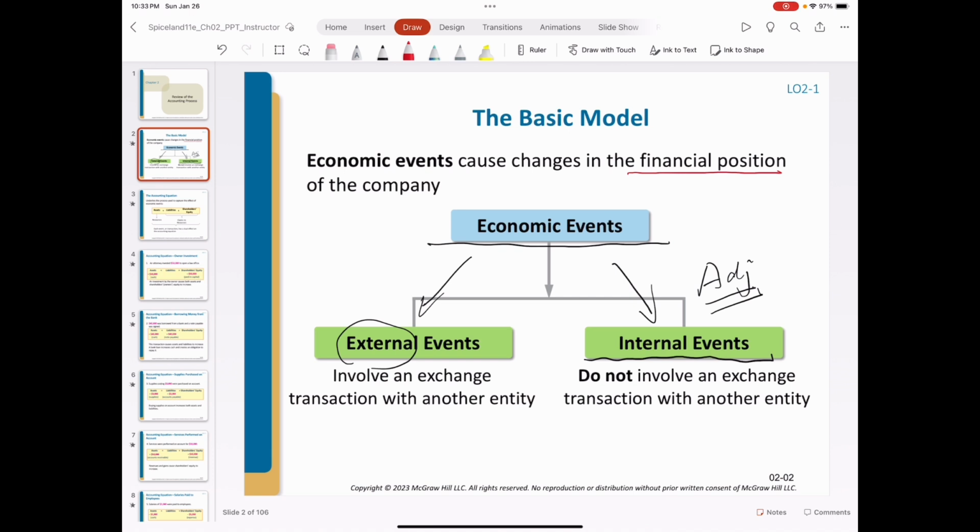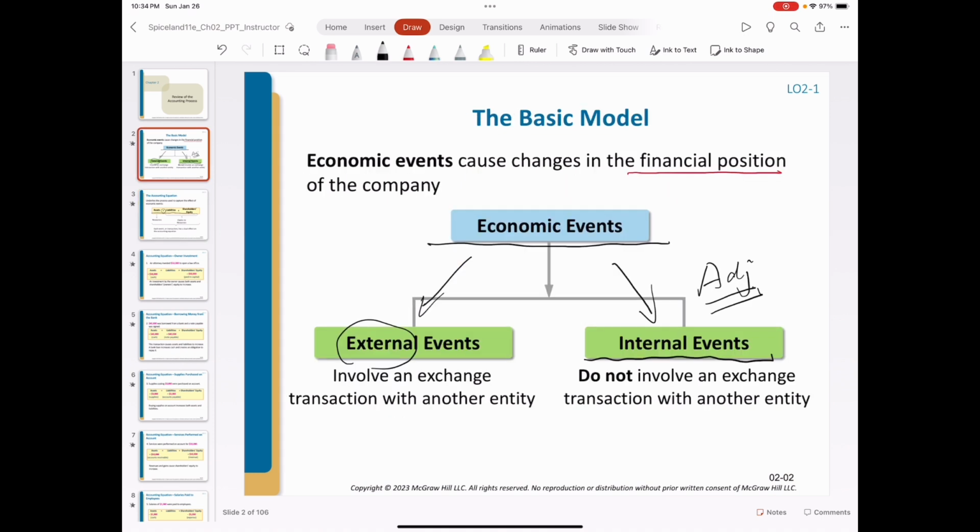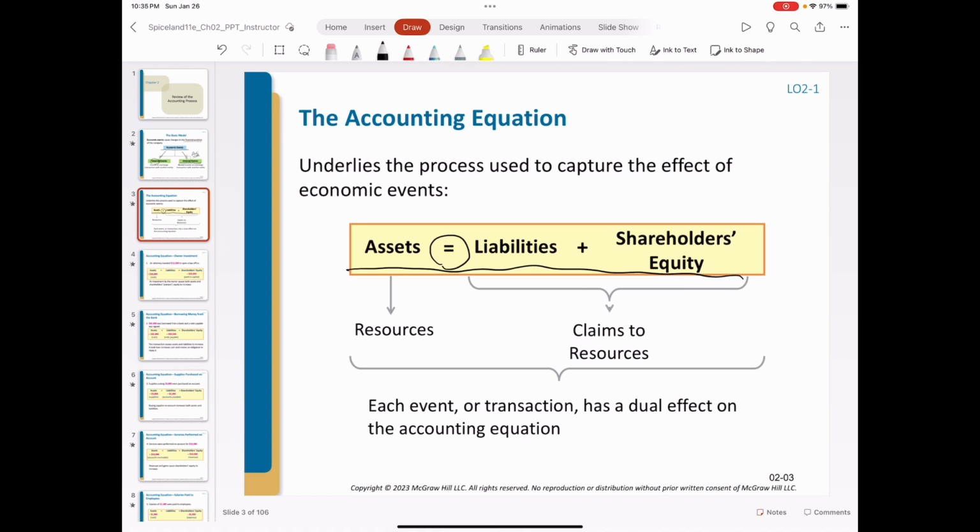So what does financial position mean? Actually, the balance sheet captures the financial position of a company. This equation I underscored is the accounting equation. Assets equals liabilities and stockholders' equity. This equation also represents the balance sheet. A change in financial position also means a change in the accounting equation or balance sheet. So the economic events that change the firm's financial position will change the balance sheet.